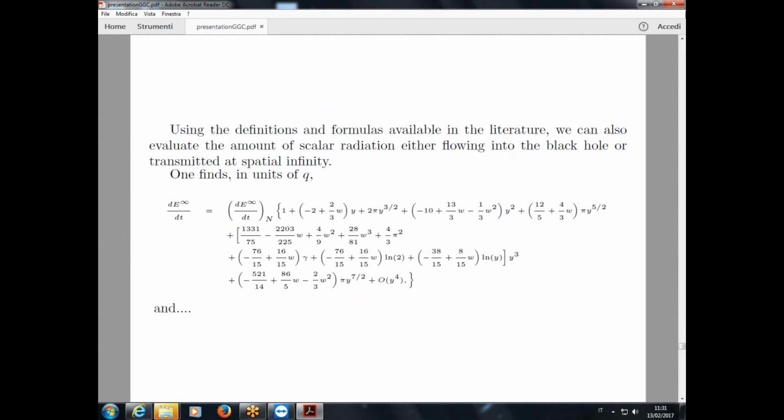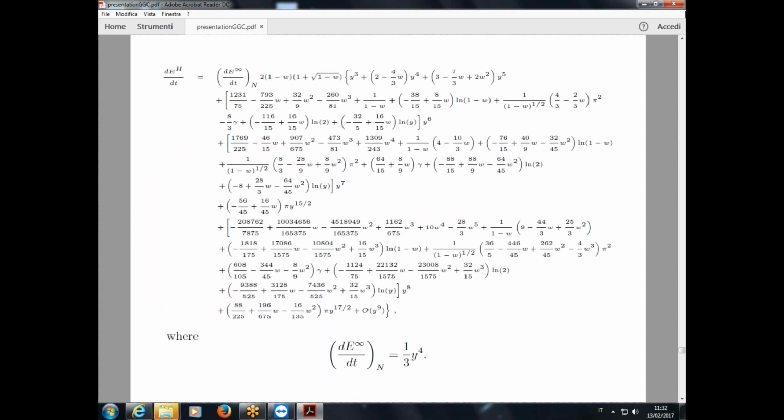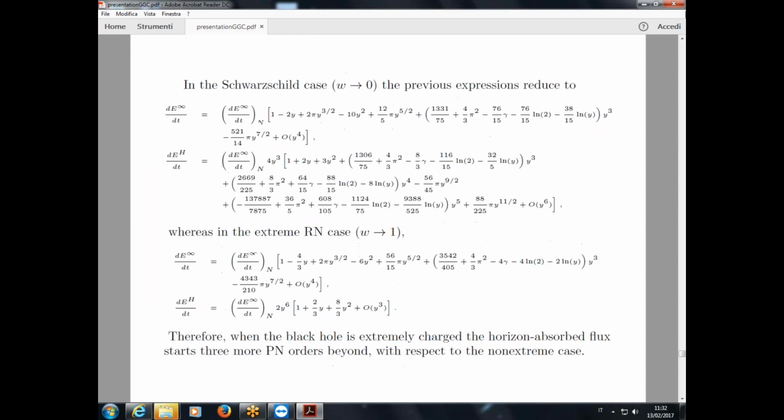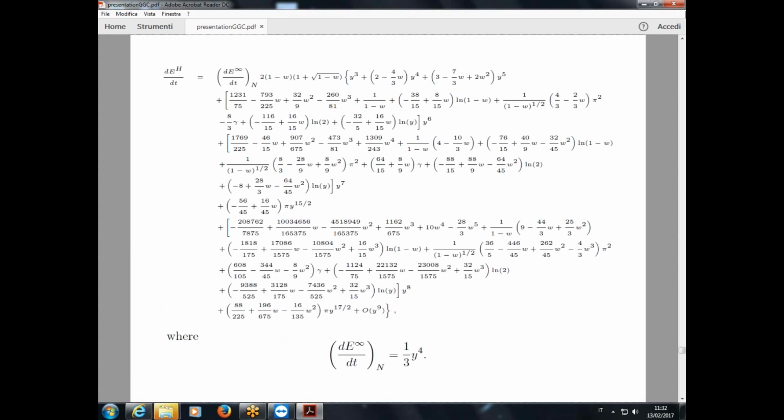And also, using formulas available, that part is really technical, we can evaluate the amount of energy flowing into the hole, and at spatial infinity you find the flux is given by this equation, and this one is the amount of energy flowing into the outer horizon of Reissner-Nordström. And we define this quantity here, multiplying both solutions by 1/3 of Y to the 4th. So in the Schwarzschild case, we have this simple expression, and in the extreme Reissner-Nordström case, we have an even simpler expression that starts 3 post-Newtonian orders beyond the non-extreme case, if you check the numbers.